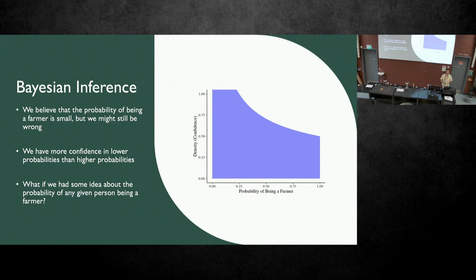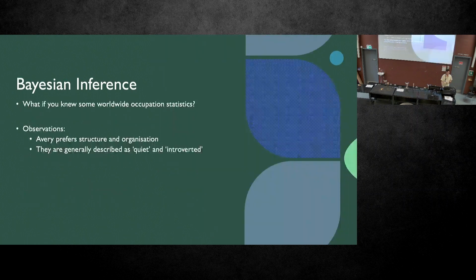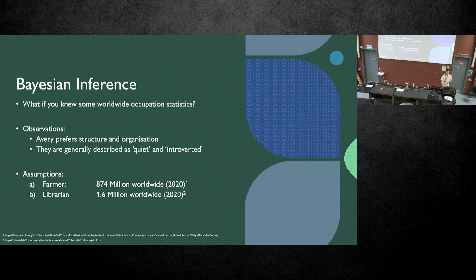But what happens, on the other hand, if we have more prior information, more assumptions? So what if we had some idea about the probability of just anybody being a farmer? How would that affect our predictions? So at this stage, what if we knew some international occupation statistics? What if we knew what it was like for anybody to be a farmer? So we can see that there are dramatically more farmers worldwide than there are librarians. And really what that says is that regardless of your personal interests, you are more likely to be a farmer than you are a librarian.